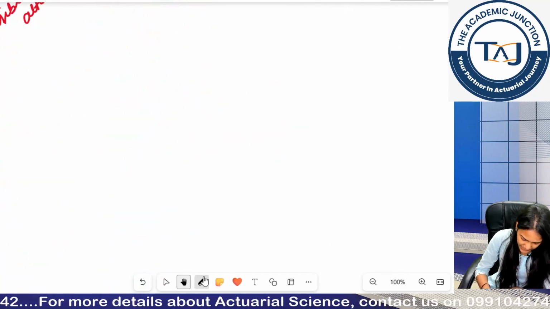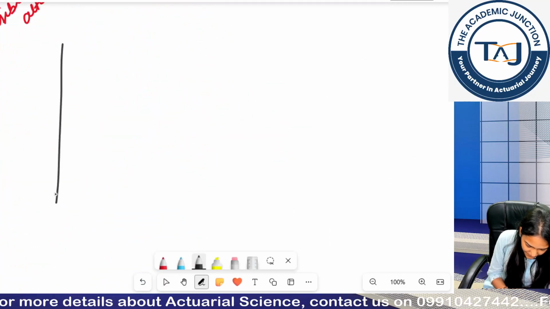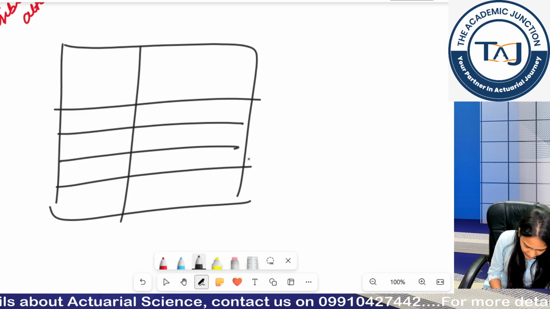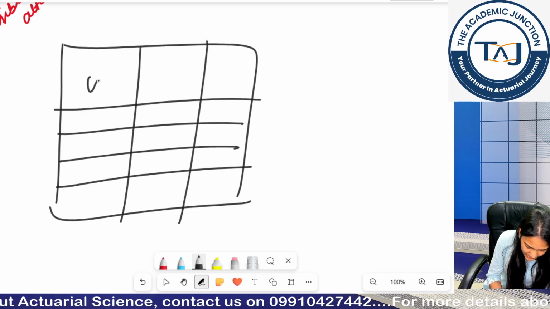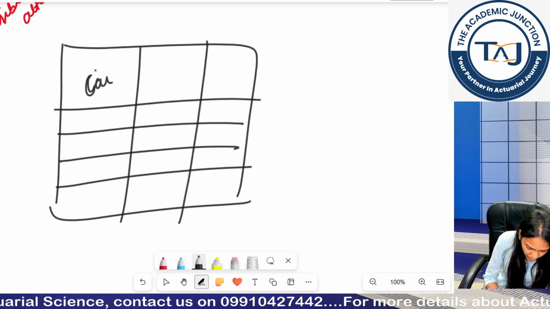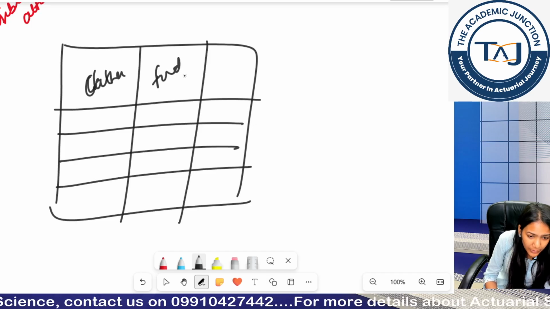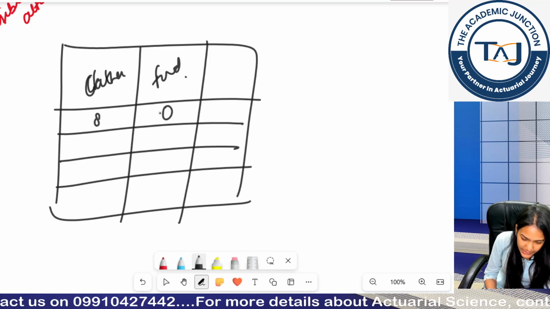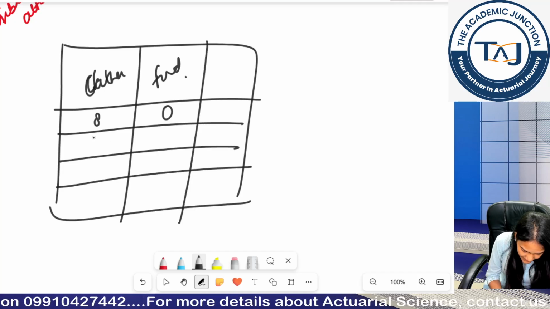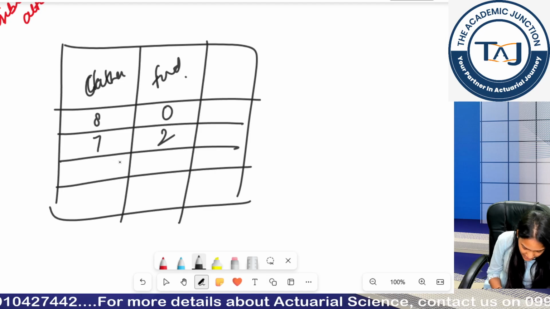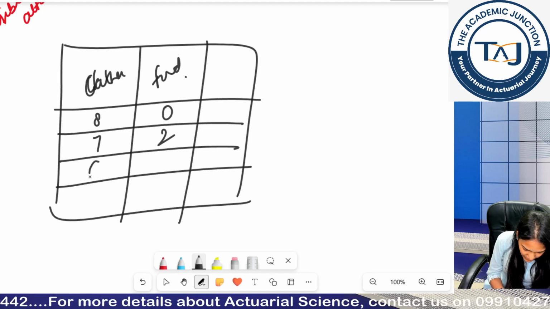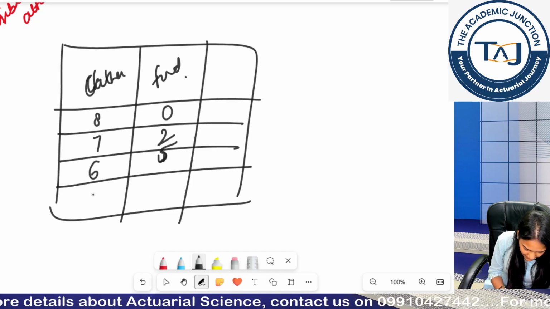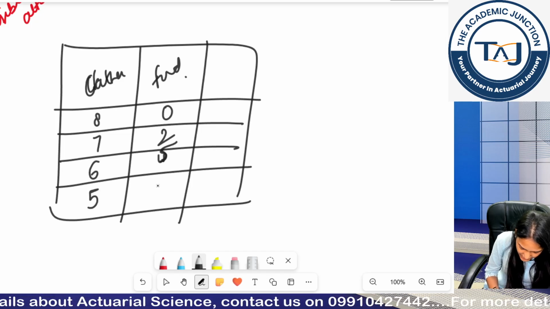Now, how do we interpret the combinations? For example, if I am given a table, this is my cloth, for example, and this is my food. I can take any item of cloth, I can take any item of food. When I am producing 8, this is 0. When I reduce this one and increase this, I get this, and when I do this, I get this.